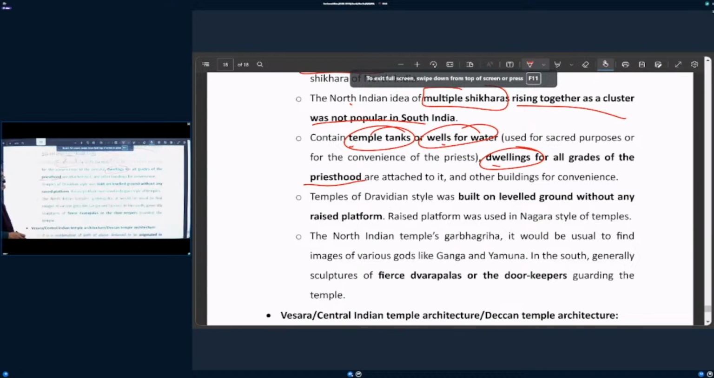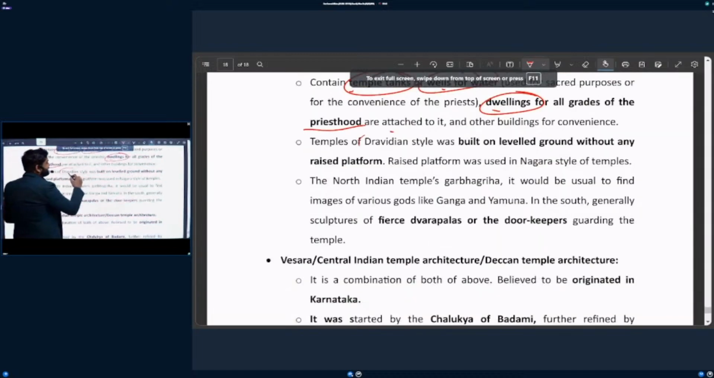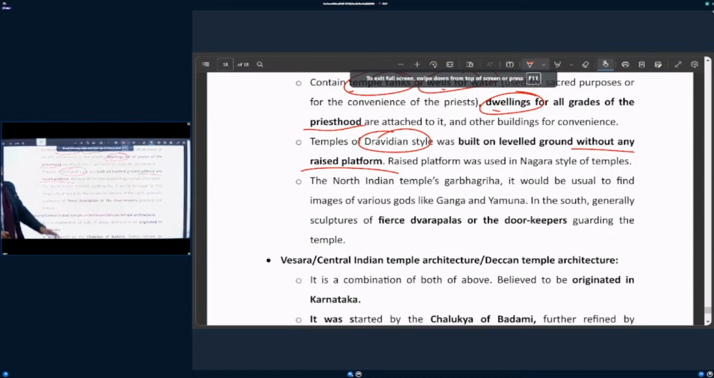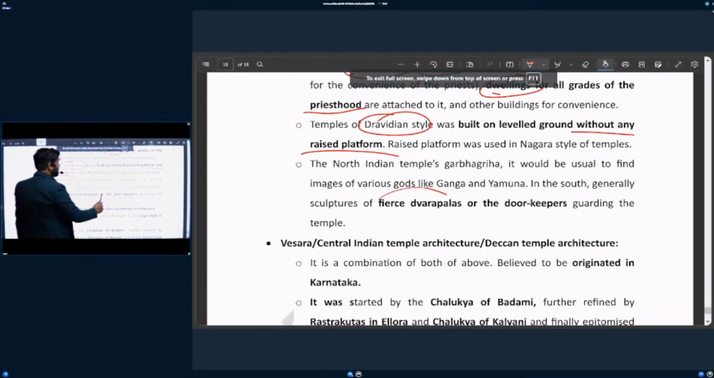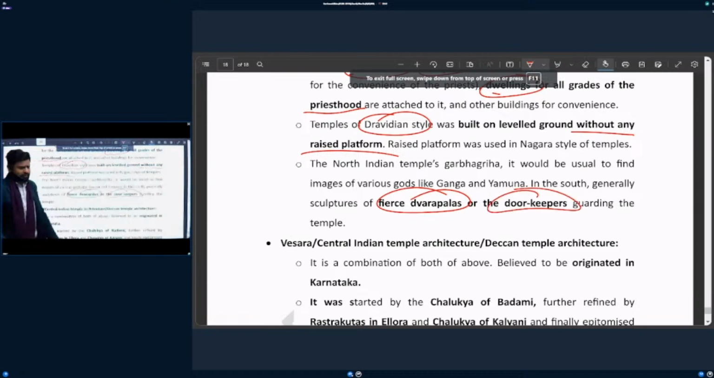Next, ये मैंने आपको बता दिया. डिवीजन स्टाइल में they do not have any raised platform. The temples are built from the ground itself. बाकी द्वारपाल होते हैं, that is the doorkeeper.